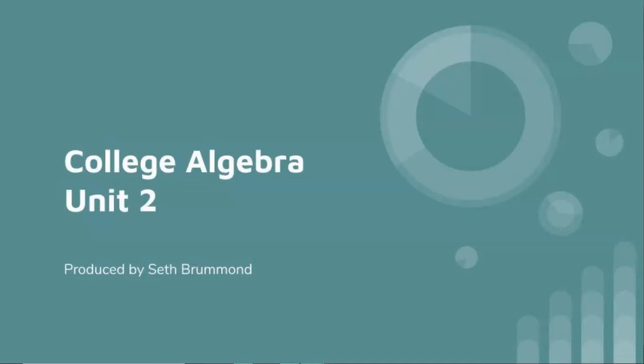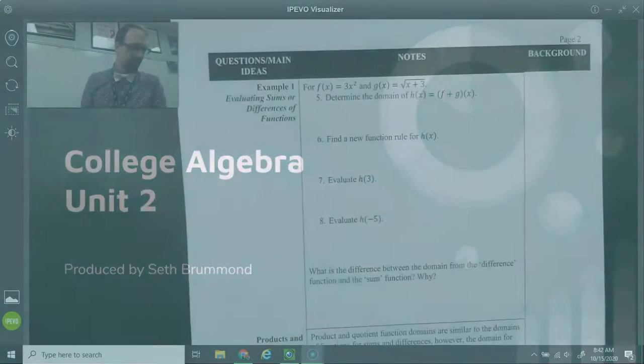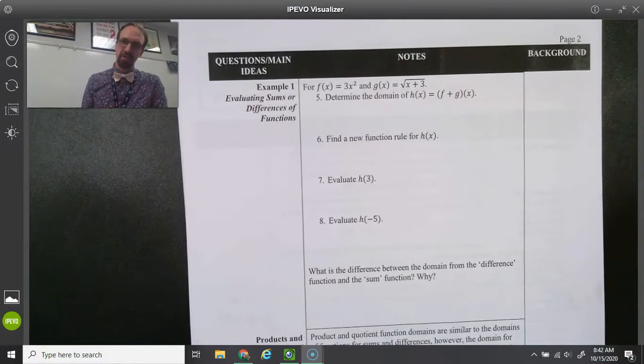Hi friends, we are in Unit 2, Day 8. We're talking about evaluating sums and differences of functions using the algebra of functions. For this one, we have an interesting situation.